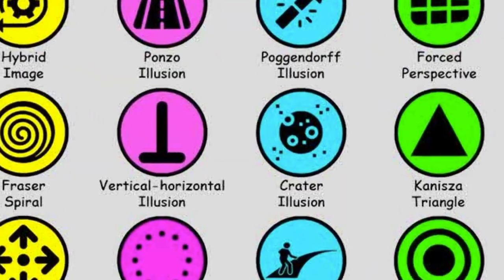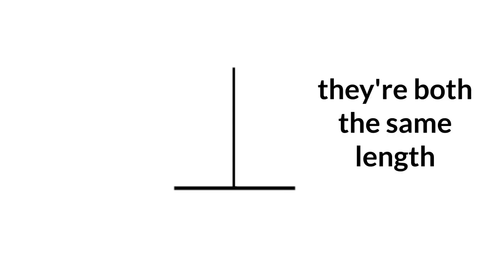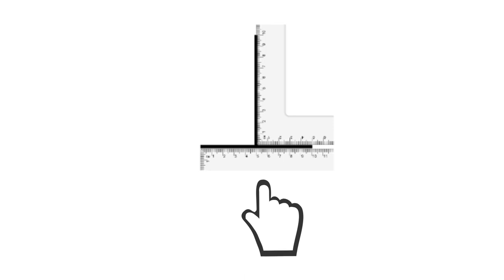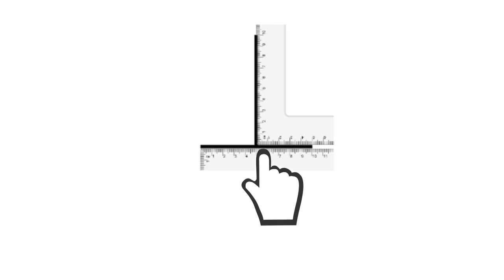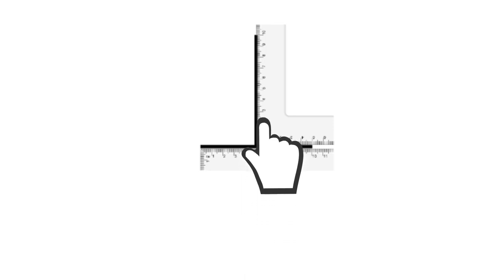Number 19. Vertical-horizontal illusion. Take a look at these 2 lines. Which one is longer? Surprise, they're both the same length. This illusion plays with our perception of line length and orientation, tricking us into seeing differences where there are none.